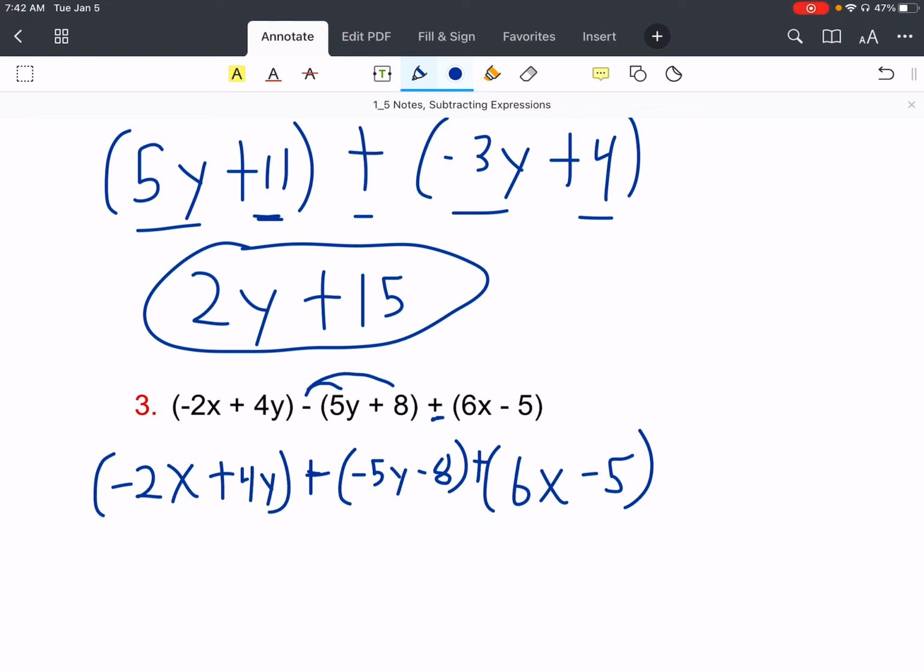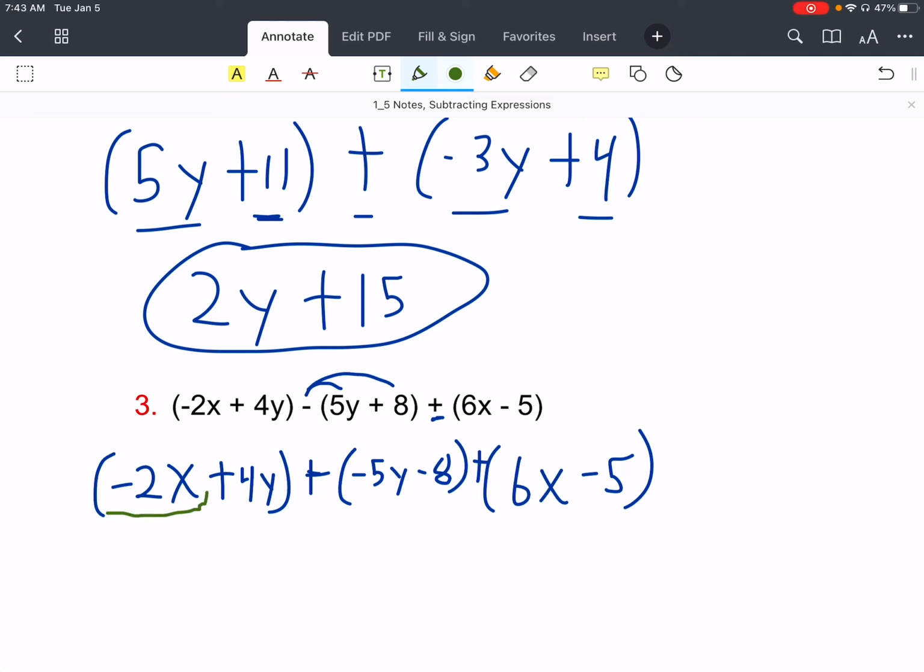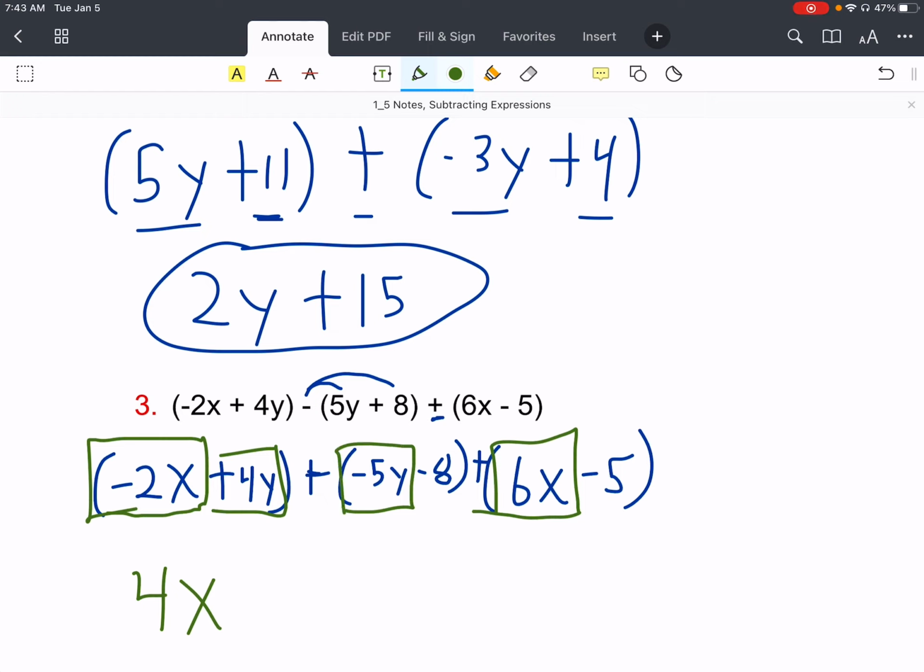And now that we have our positive terms, we're going to combine our like terms. And I should have been switching colors, but I will now. So negative 2x and positive 6x gives us 4x. We have 4y and a negative 5y. That's a negative 1y. And negative 8 and negative 5 combine to a negative 13.